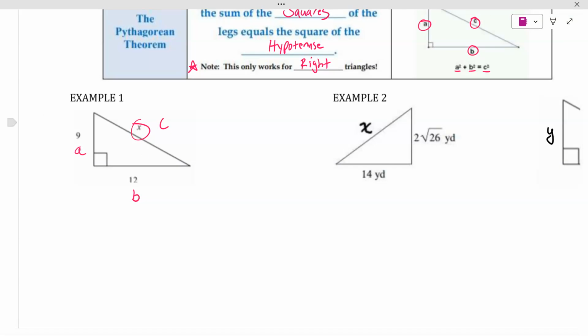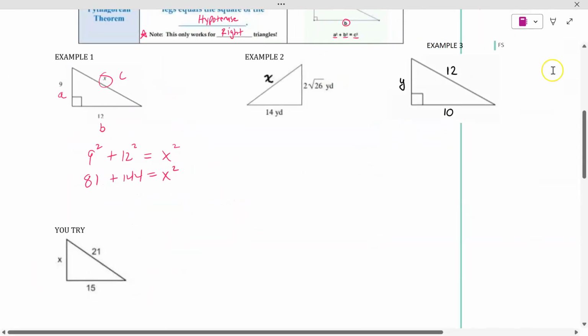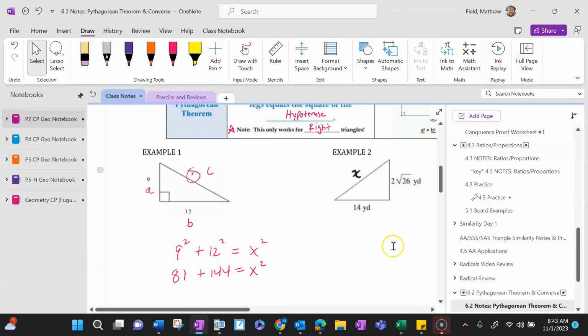In this case, example 1, we're given A and B, and we're looking for C, the length of the hypotenuse. So I know if I do 9 squared plus 12 squared, A squared plus B squared, it better equal, in this case, we're going to call it X squared. That's representing our C. So I'm thinking, well, 9 squared is 81, plus 144, that's 12 squared, should equal X squared. So I'm going to get out my handy-dandy calculator, make sure I add 81 and 144.